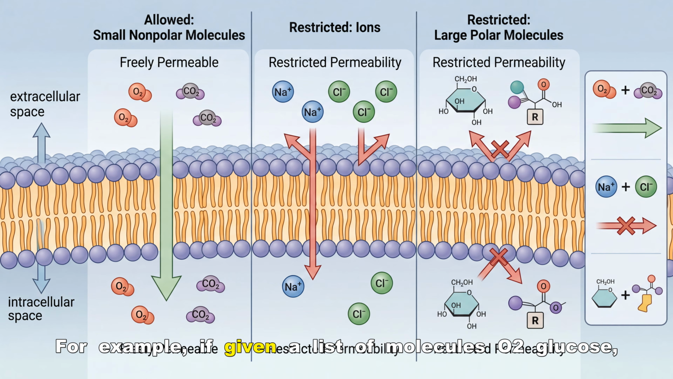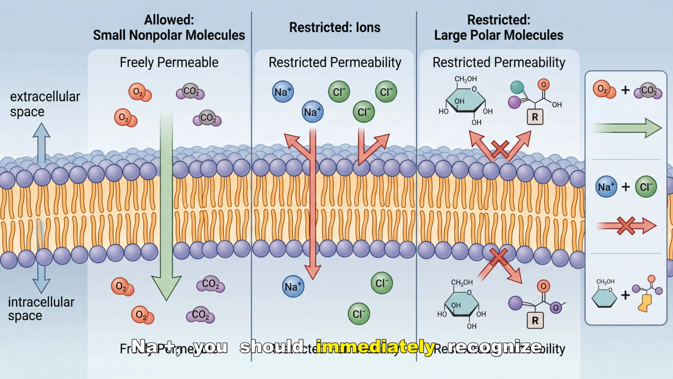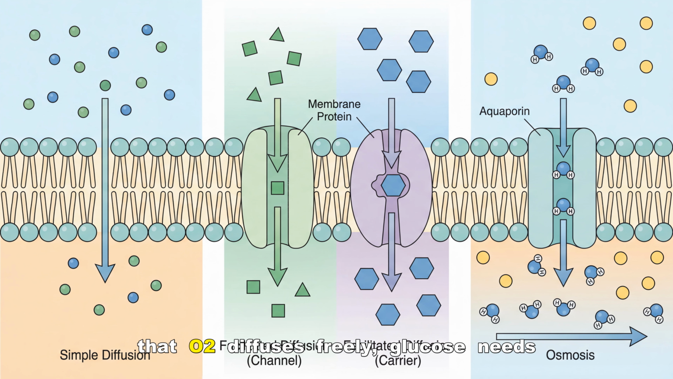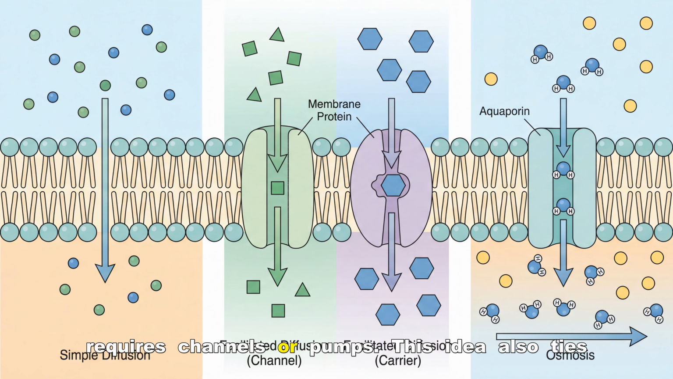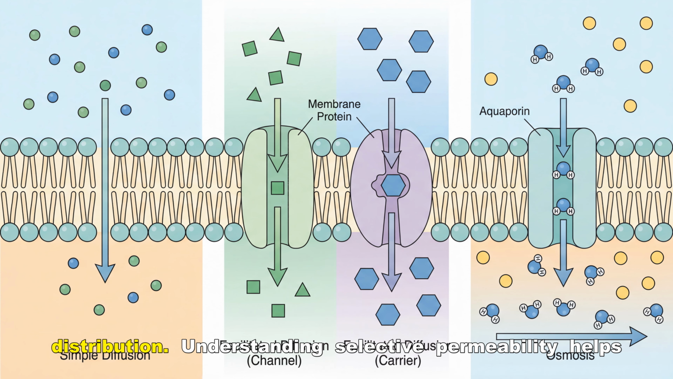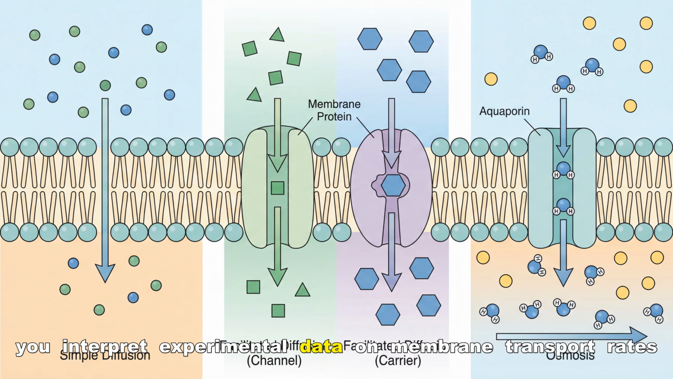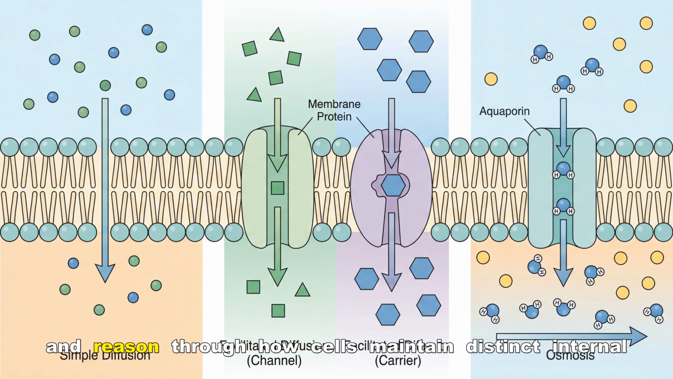For example, if given a list of molecules, O2, glucose, Na+, you should immediately recognize that O2 diffuses freely, glucose needs facilitated diffusion, and Na+ typically requires channels or pumps. This idea also ties into pharmacology. Lipid-soluble drugs cross membranes more easily, influencing absorption and distribution. Understanding selective permeability helps you interpret experimental data on membrane transport rates and reason through how cells maintain distinct internal environments.